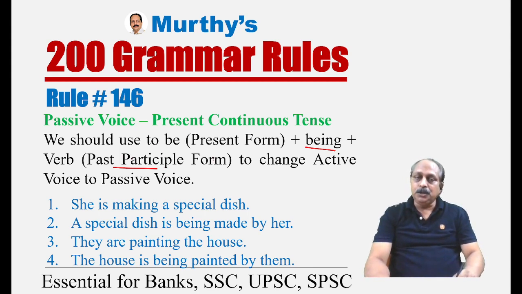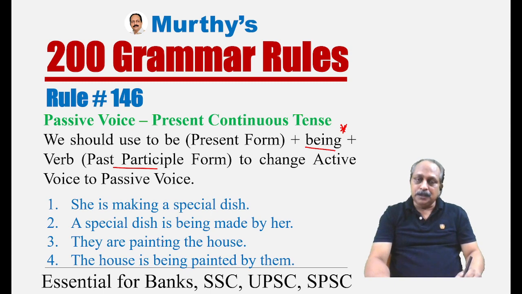We should use to be present form, being, verb past participle form to change active voice to passive voice of present continuous tense. If you try to contrast, what is the difference between present tense passive voice and present continuous passive voice? Only one word. Which one is that? Being. In present tense passive voice, you don't find the word being, but in any continuous tense, you have to look for the word being. Look at the examples.